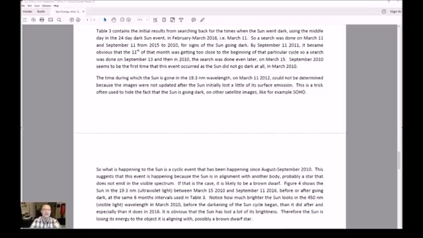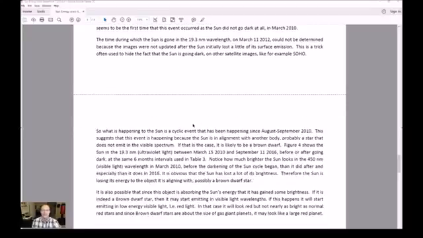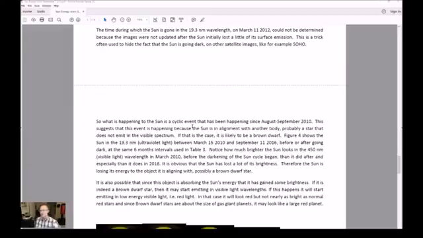So a search was done on September 13th, and then in 2010, the search was done even later, on March 15th. September 2010 seems to be the first time that this event occurred, as the sun did not go dark at all in March 2010. The time during which the sun is gone in the 19.3 nanometer wavelength on March 11, 2012 could not be determined because the images were not updated after the sun initially lost a little of its surface emission.